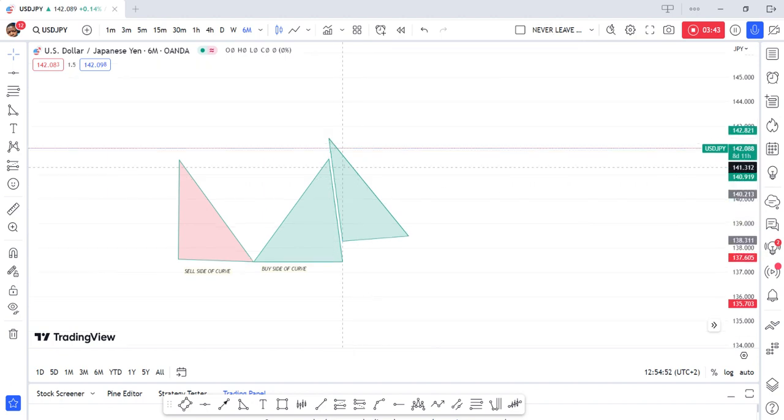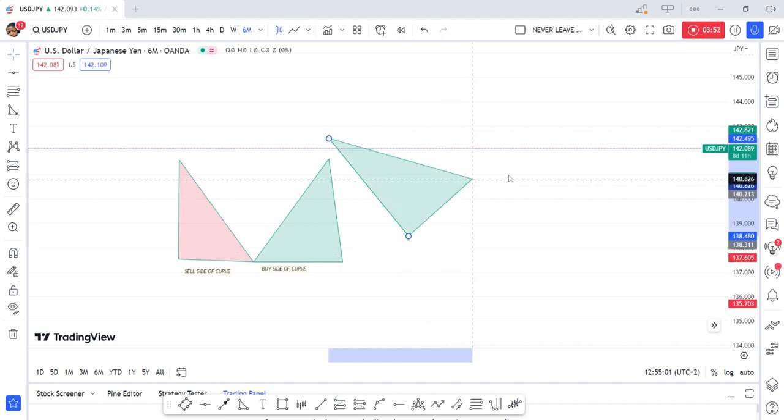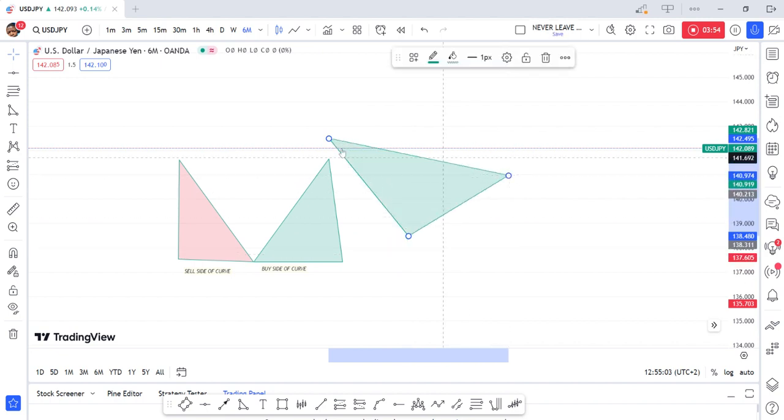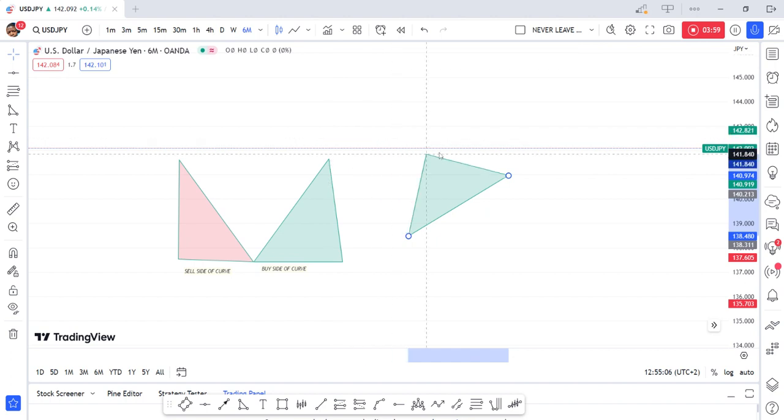What's going on with my phone? Let me just do it like this.